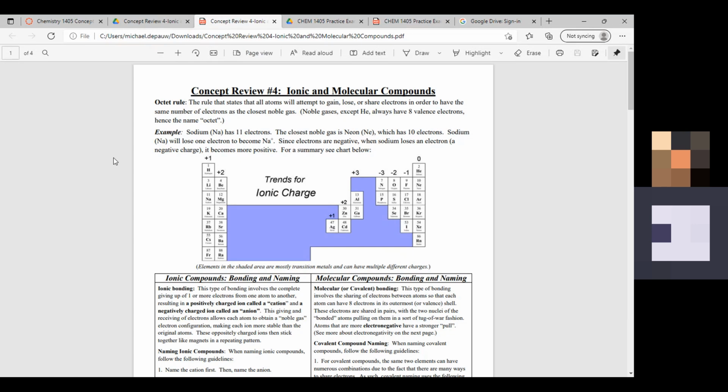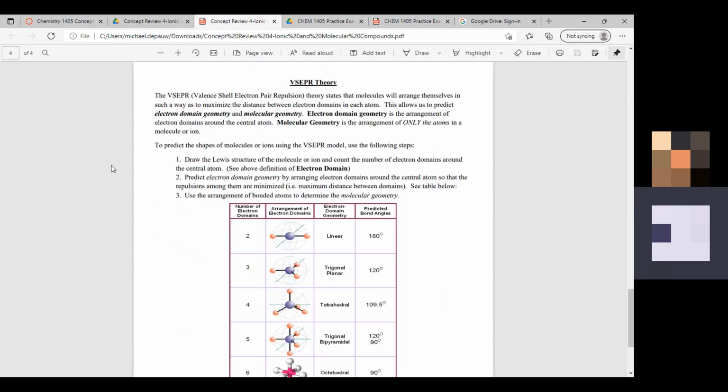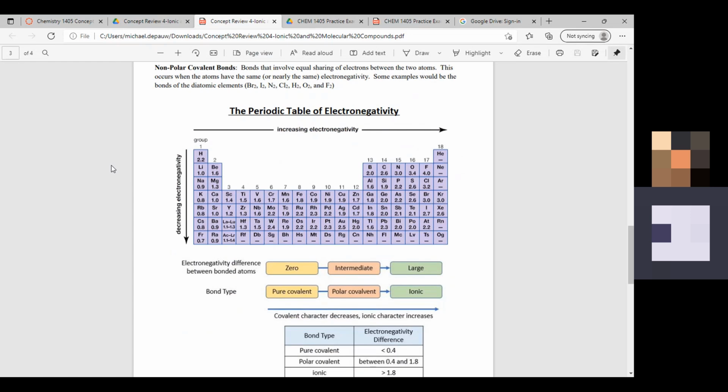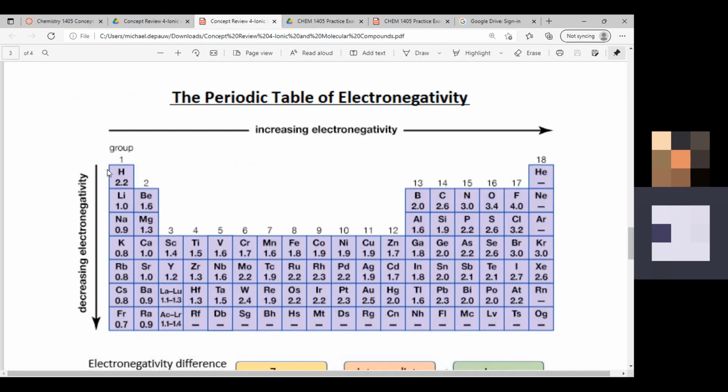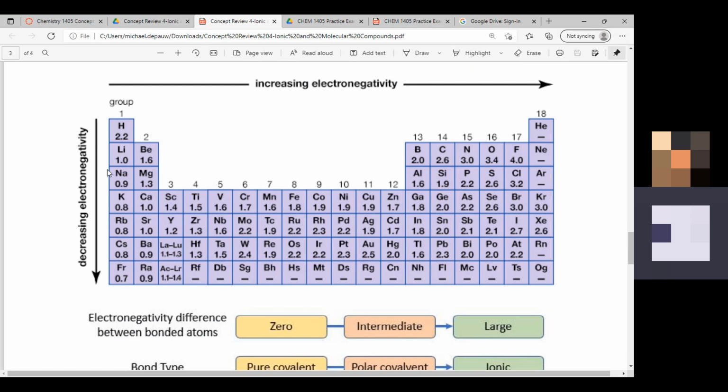Here we go. If you look down at the electronegativity scale here, the periodic table of electronegativity, you see the different electronegativities of the different elements. And you can see as you go across, they increase, and as you go up, they increase. So a nonpolar covalent bond will be between two atoms with the same electronegativity. But as you can see, there are very few atoms that have the same electronegativity. You don't usually get those kinds of pairings where they're the same.